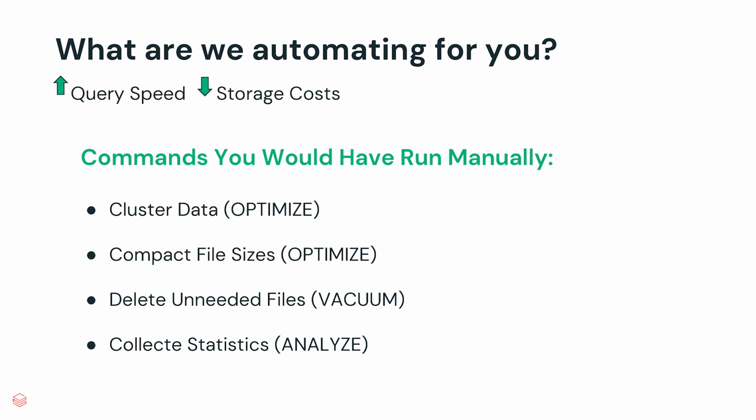So what's actually going on is that UC managed tables is clustering your data so that it can be queried in a more performant way. It will compact your file sizes to help you save on storage costs.